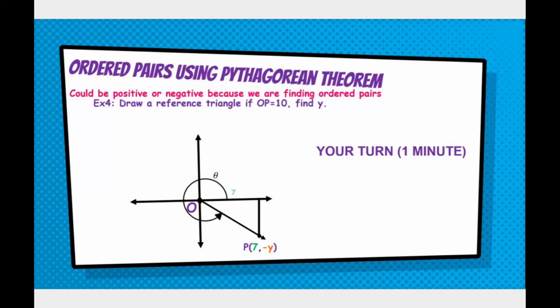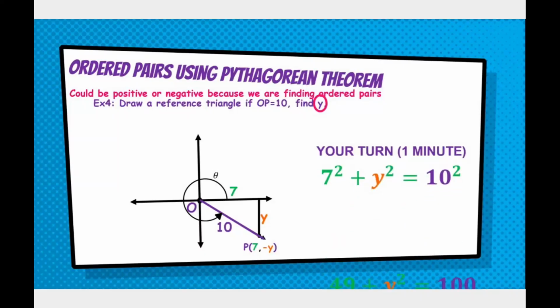Pause the video. We're going to start by constructing our reference triangle. Here we're in quadrant 4, and y is negative in quadrant 4, and that is what I'm trying to find. So let's fill in the rest of the triangle with what we know. We know the x distance is 7 from the origin, and we know our hypotenuse of this triangle is 10.